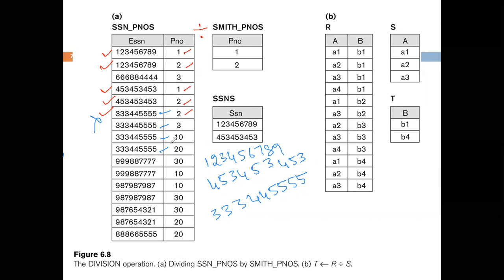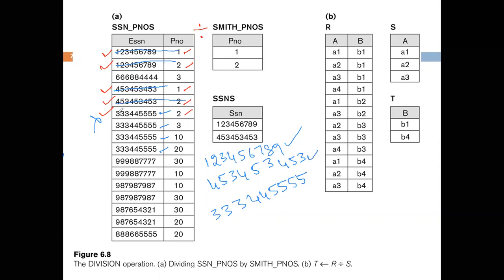But out of these 3, we will keep only those SSNs which are matched to this value 1 and 2. Okay, so 1 and 2 it is matching. Here also it is matching. So nowhere else it is present. So we will keep this. Then 4, 4, 5, 3, 4, 4, 5, 3, 4. So nowhere else it is present. So we will keep this.